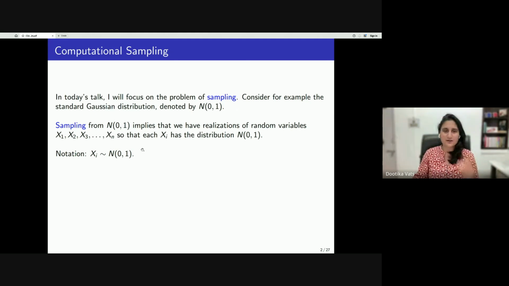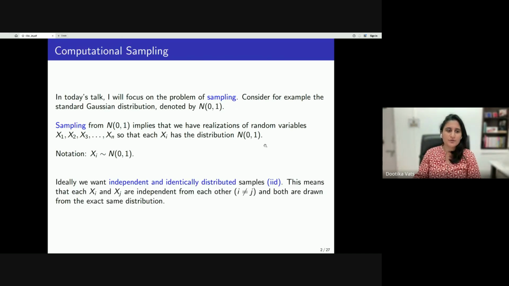And we know from fundamental courses that the notation we follow in statistics is that each xi follows normal 0, 1. Now, on purpose, I didn't put IID here. Why? Because I'm going to talk about it. Ideally, we want independent and identically distributed samples, IID, which means that xi and xj are independent from each other, i not equal to j, and all are drawn from the same exact distribution, which means they're IID.